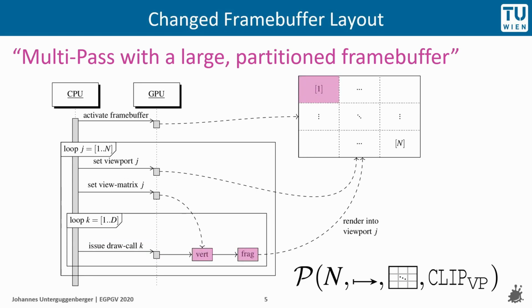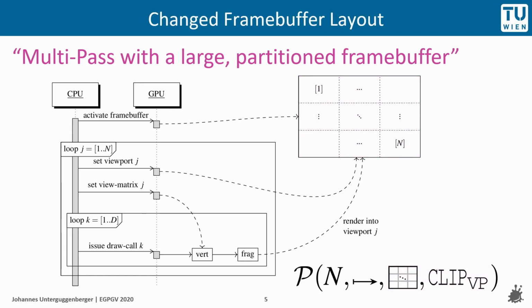The pipeline description function for this variant has the following parts. N as the first parameter, meaning that all draw calls have to be issued n times, once per view again. The way geometry is passing through the pipeline stays the same. And for the third parameter, we are specifying that the big partitioned frame buffer is going to be used. In addition, we must use clipping to restrict rendering to a certain region of it, indicated by the fourth parameter.